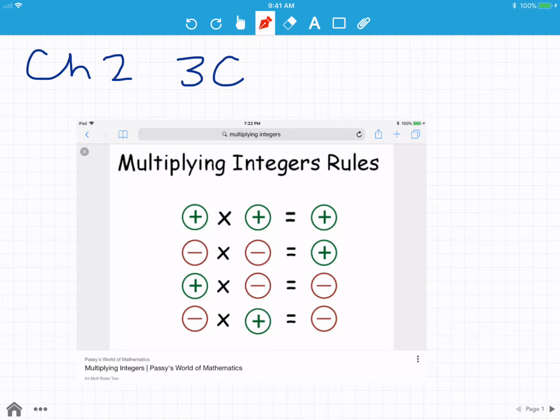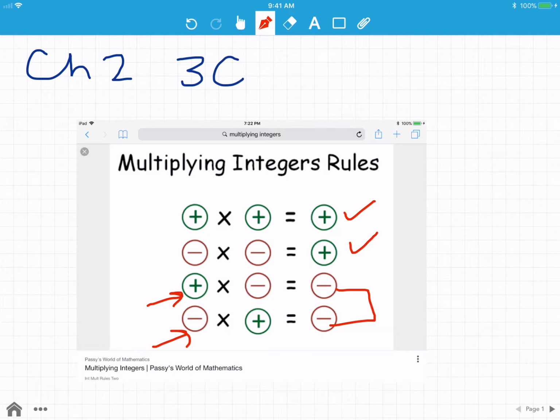You can see that when you multiply two positive integers, you get a positive answer. You already knew that. The second line shows you two negative integers. When you multiply two negative integers, you also get a positive integer. So you can see when the signs are the same, you get a positive answer. When the signs are different, you get a negative answer. So a positive times a negative, or a negative times a positive, will always give you a negative answer.